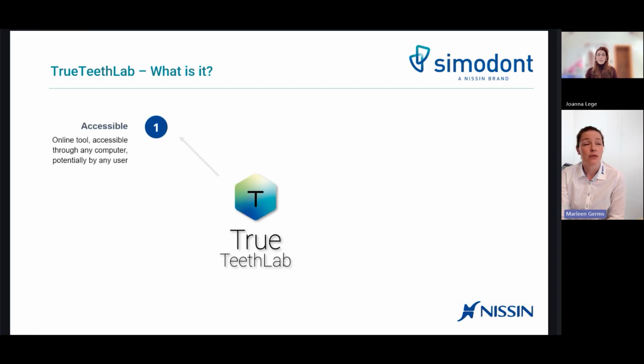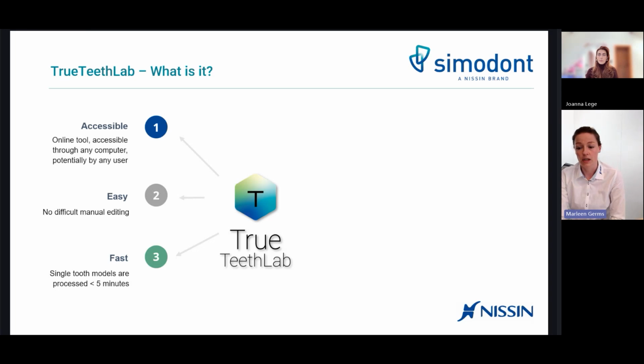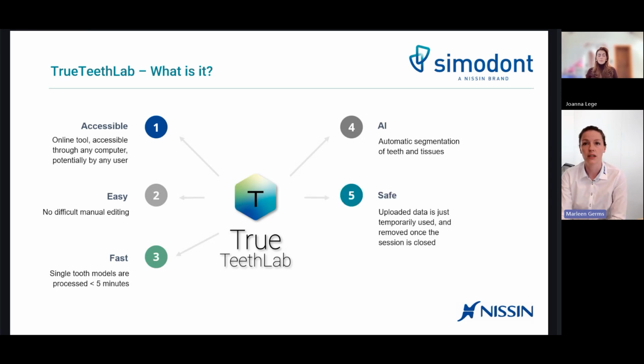TrueTeethLab is a very accessible online tool, so you can reach it using any computer that is connected to the internet. It's very easy to use. There is very little manual editing needed to make a model. It's relatively fast, so especially for single teeth, this is done within a couple minutes, and it's fully automatic. It uses AI, a sort of neural network, to automatically segment out the different teeth in a scan, but also the different tissues within the teeth.